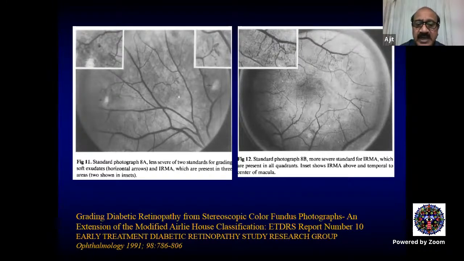Now comes another very common lesion, that is intraretinal microvascular abnormalities, or IRMA. For IRMA, standard photograph 8A is the less severe of the two standard gradings. In this, soft exudates are given and IRMA is given. These are for mild soft exudates, and these are for IRMA. This one is IRMA and this is severe IRMA. Examples of severe IRMA: here it is shown as standard 8B, the severe standard for IRMA. So they subgraded even the lesion of IRMA.